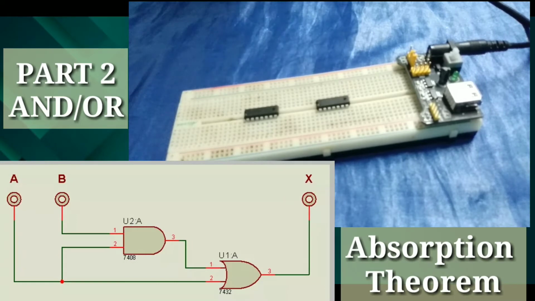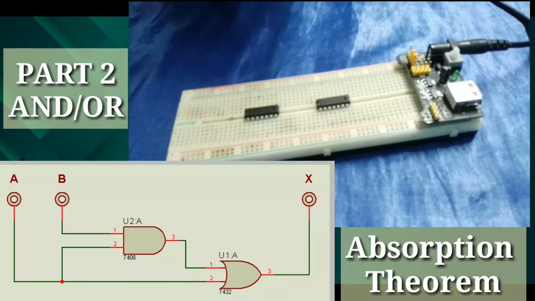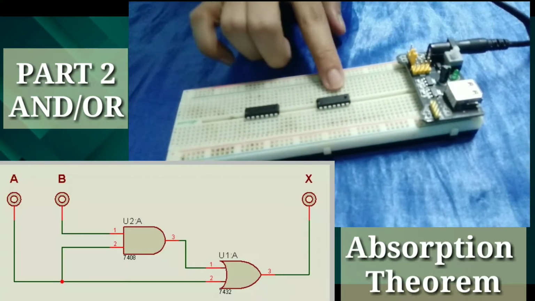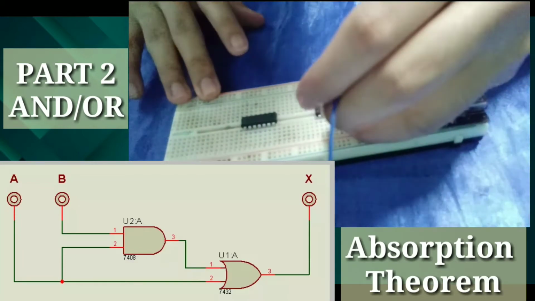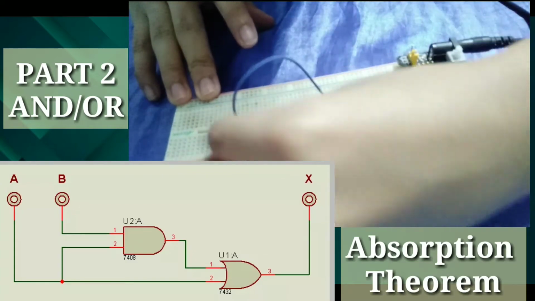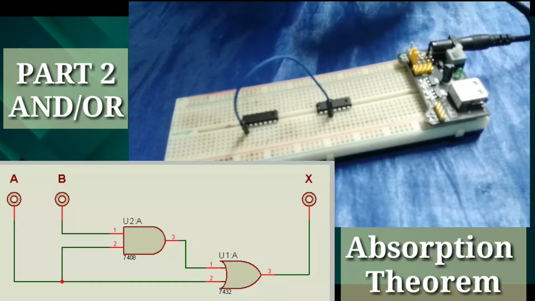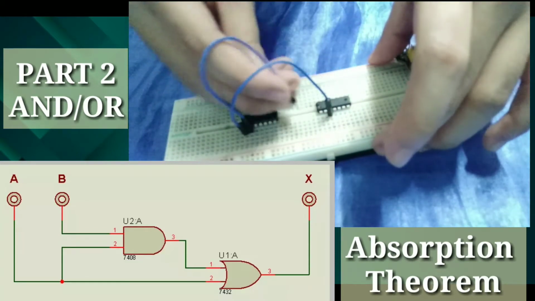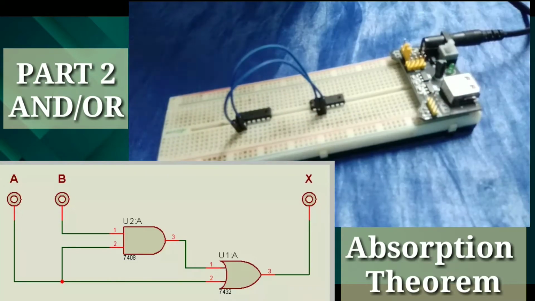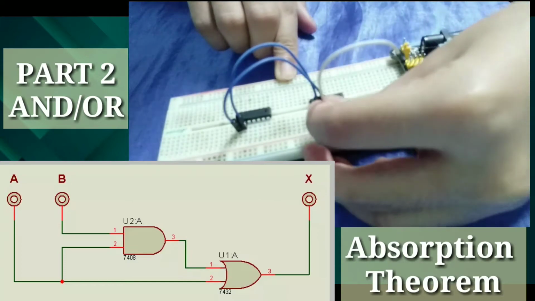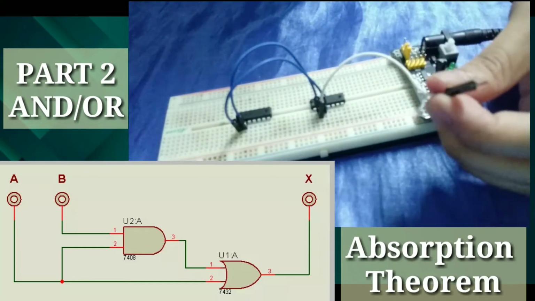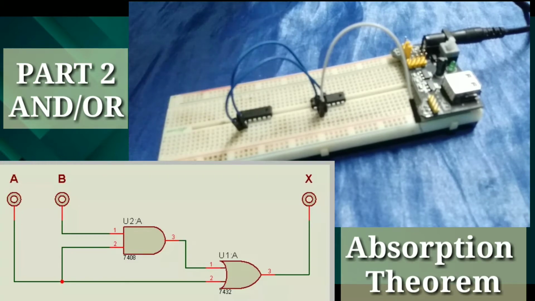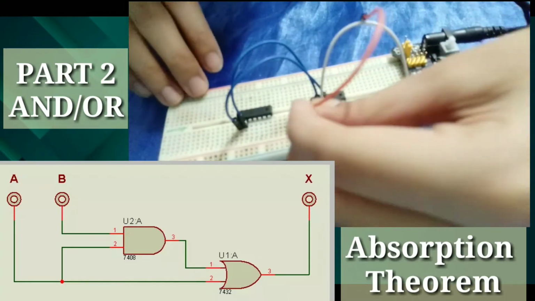Now, for our part 2, the absorption theorem, using the AND or combinational circuit, we will be needing a 7432 and a 7408 integrated circuit. As you can see on the circuit, pin number 3 of the 7408 is connected to pin number 1 of our 7432. Pin number 2 of both ICs are connected. And from pin 2 of our 7408, which is connected to pin number 2 of our 7432, our input A is connected as well. Our input B will be connected to pin number 1 of the 7408. So, this is it.